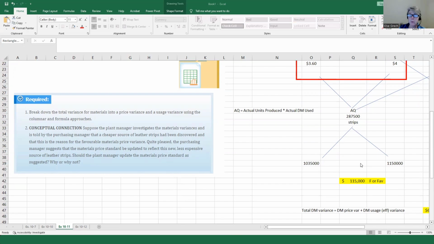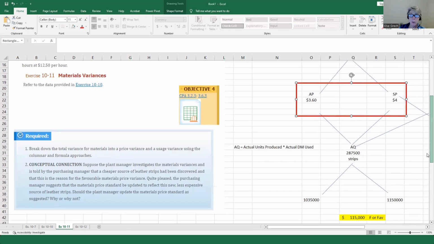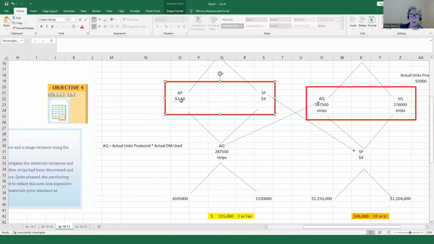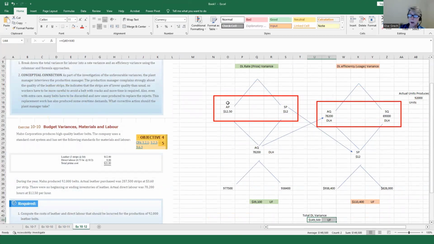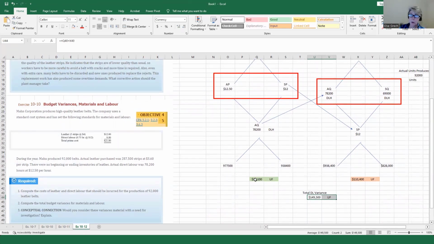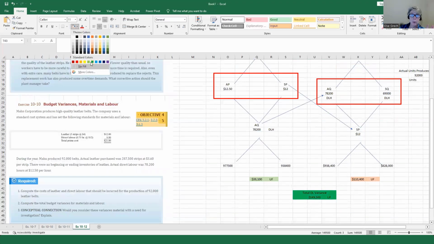We can see that this is a favorable variance. We saved a whole bunch of money. Okay, and we did note that we used more, but we saved all this money. We saved 115,000. Now let's go over to the labor variance. We see that we hired more experienced people, but we used way more hours. In fact, the way more hours and the fact that we had to hire more expensive people cost us $149,000. I want to be clear, we wasted $149,000.